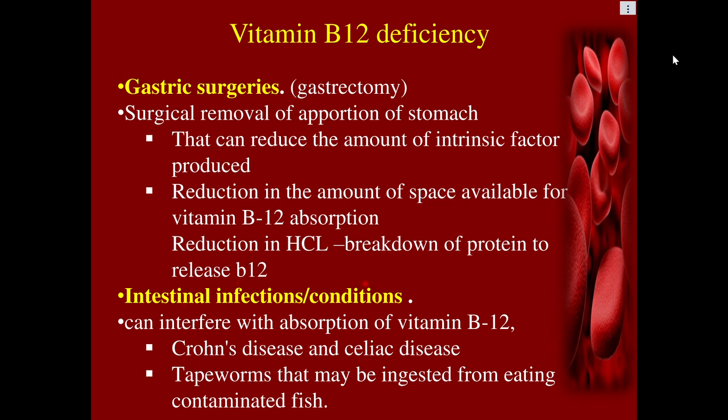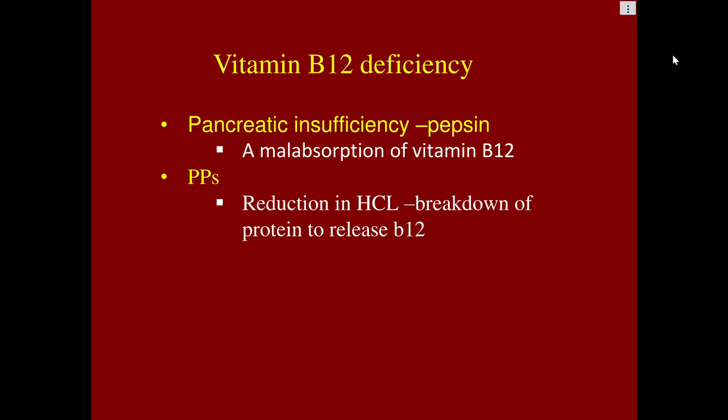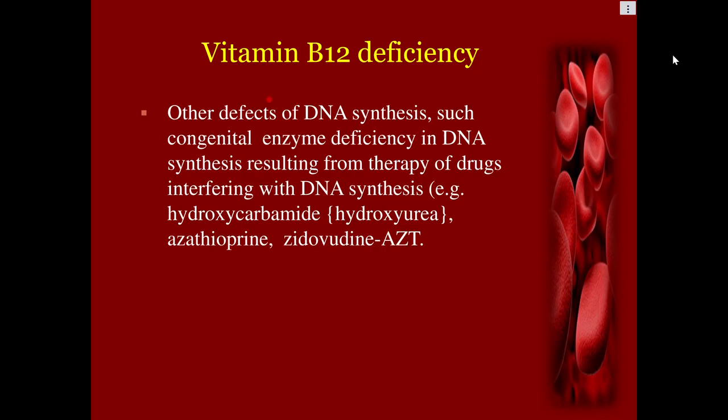Intestinal infections or conditions can interfere with absorption of vitamin B12. This includes inflammatory bowel disease such as Crohn's disease and celiac disease. Tapeworms that may have been ingested from eating contaminated fish have been noted to lead to lack of vitamin B12 because of interference in absorption.